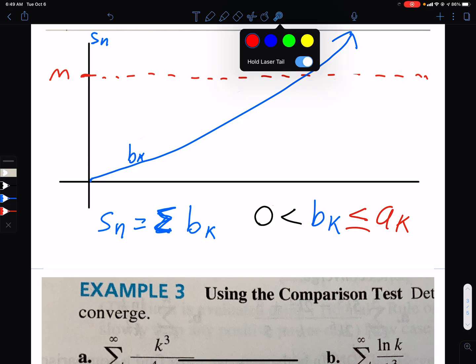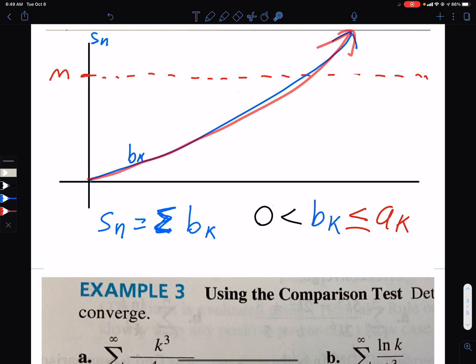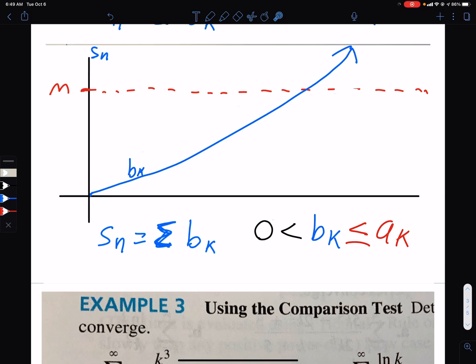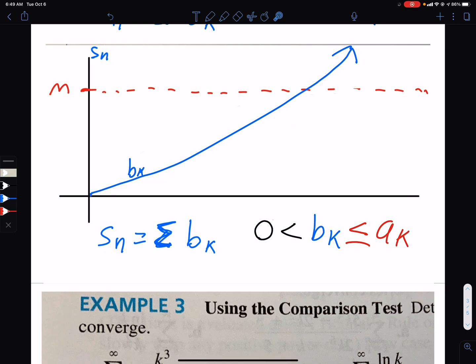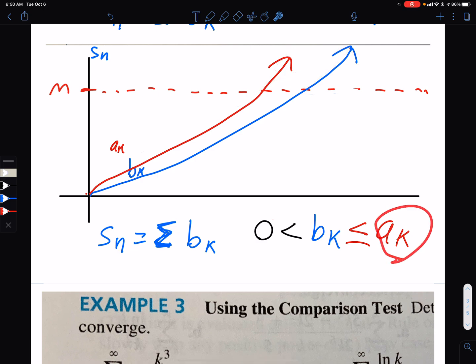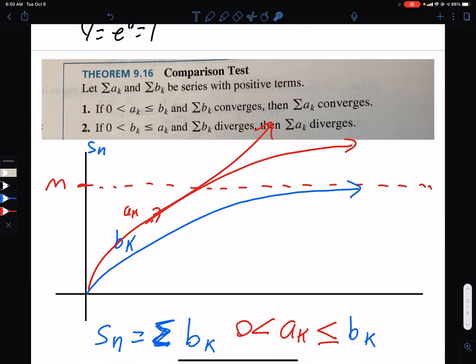So here we're starting with a divergent series. B sub k diverges, keeps getting larger, no limit. Now, if I found something smaller, a sub k, so suppose a sub k is smaller, it could shoot up or it could flatten out. It's inconclusive. It doesn't help you. Okay? So in this case, only when a sub k is larger or equal, it's forced to go up because it has to stay above this. It cannot flatten out because a sub k is bigger than b sub k. So the conclusion is, if you have a divergent series and you have another series that's bigger than that, it has to also diverge. That is the comparison test. That's what's happening here.